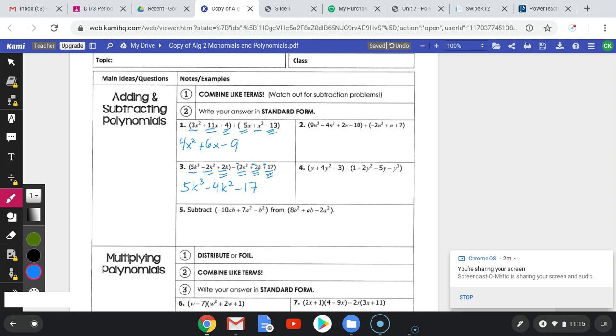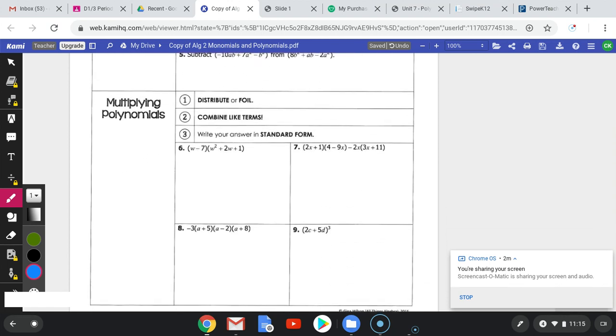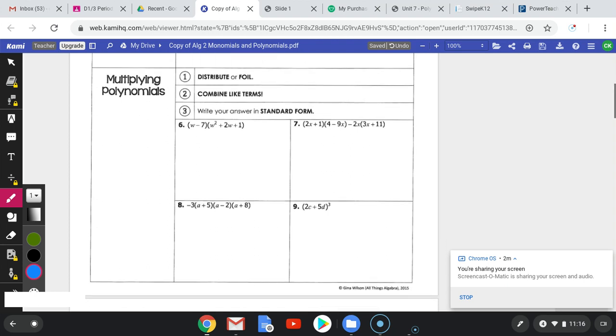All right, multiplying polynomials. Remember, to multiply polynomials, we're going to basically distribute or multiply across, combine any like terms at the end, and then make sure we got standard form. Like if I look at number 6 here, you're basically just distributing the w across the parentheses. So I'd get w cubed plus 2w squared plus w. And now I gotta multiply this negative 7: minus 7w squared minus 14w minus 7. And then combine like terms.